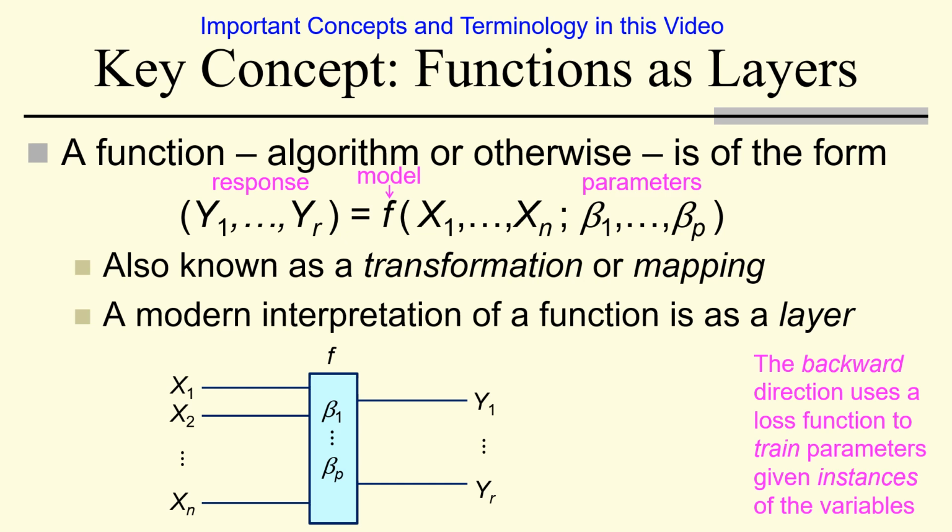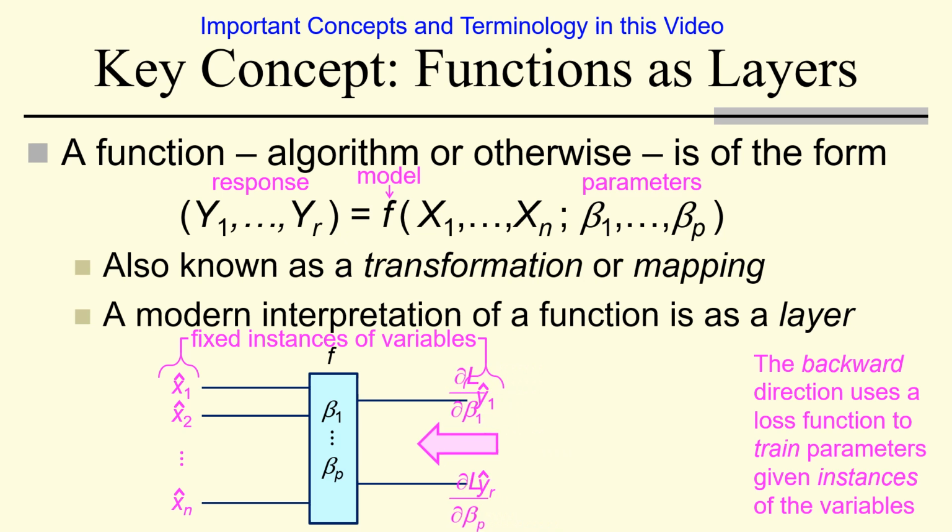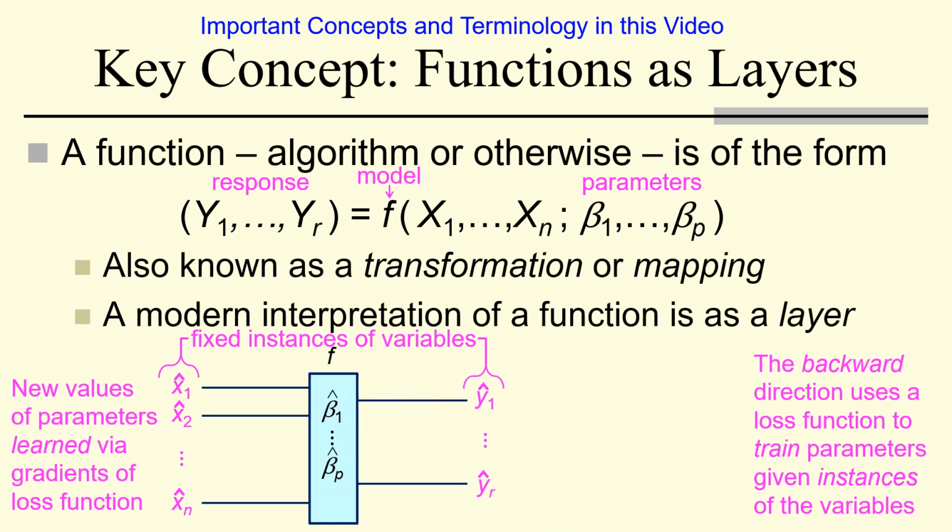The backward direction uses a loss function to train parameters given instances of the variables. So we have fixed instances of the variables, and then using derivatives with respect to the parameters, we get new values of the parameters, which is called backpropagation or gradient descent.